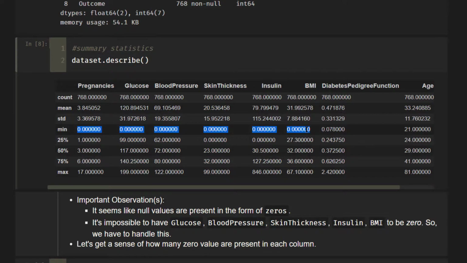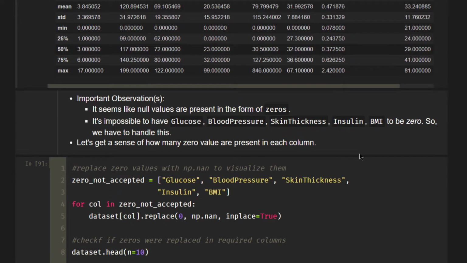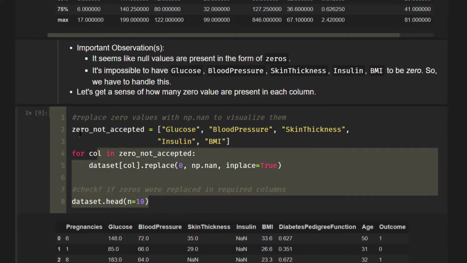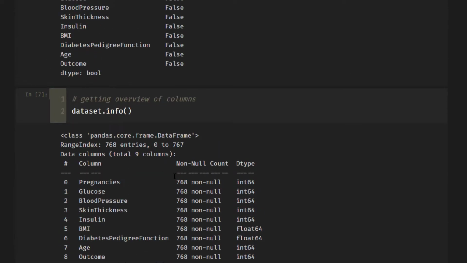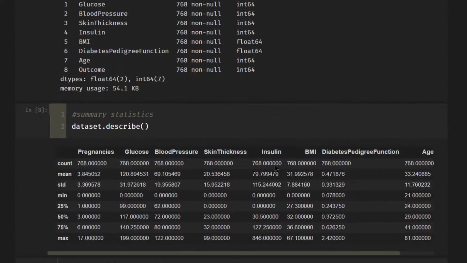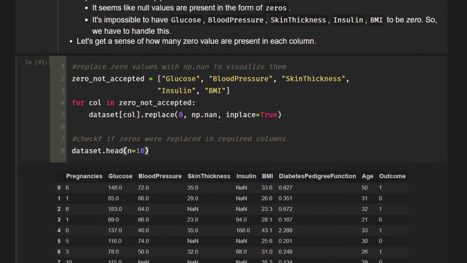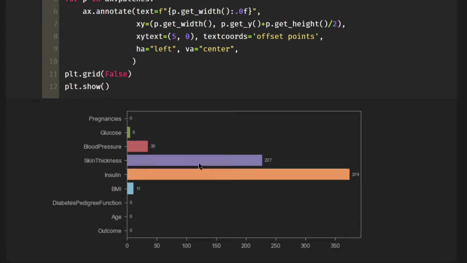Before I take care of this, let me see what those null values are. The first thing I did was replace all of them with np.nan, which is null. I did that because it makes it easy for me to visualize them using the isna function that I used above. That's the only reason I replaced them with NaN. And here I have visualized them.